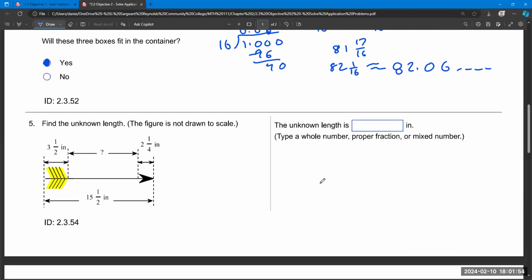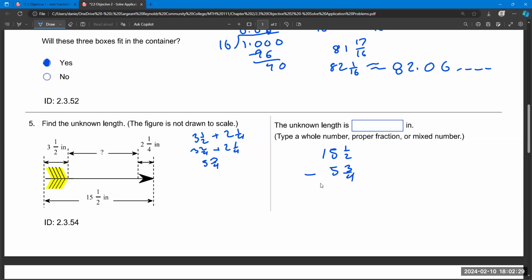Find the unknown length. We haven't done any subtraction yet, but we'll probably do some subtraction here. So let's first add the two pieces that we know. 3.5 plus 2 1/4 is 3 2/4 plus 2 1/4, which is 5 3/4. We want to take that 5 3/4 away from the 15.5 that we have to find the distance that's remaining there.